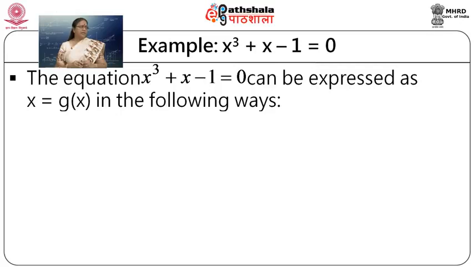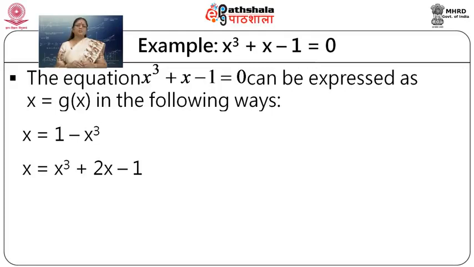In this equation, we can express f(x) = 0 as x = g(x) in many different ways. One is simply to take 1 minus x cube to the other side and retain x on the left side, giving us x = 1 - x^3. The second is, as suggested, add x on both sides of f(x) = 0. So x is equal to f(x) + x. So g(x) will become f(x) + x.